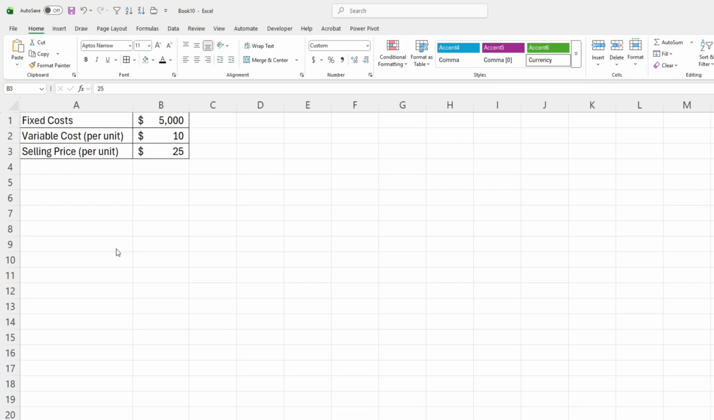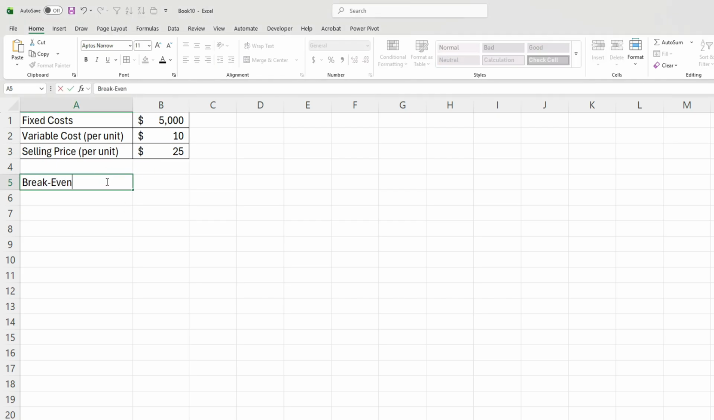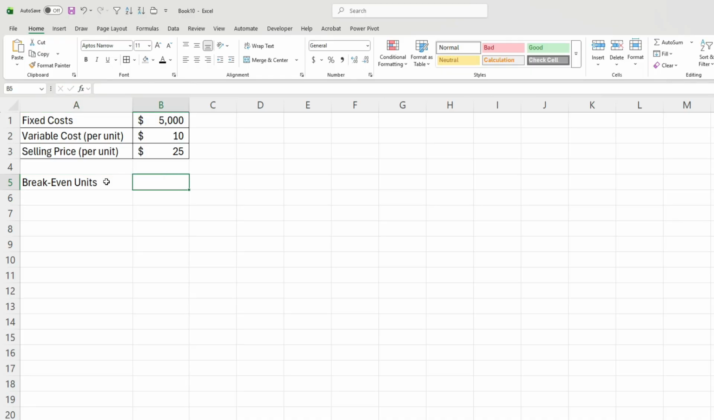So now with these inputs, we can calculate our break-even units that we need in order to turn a profit, or at least break even and get to zero. So I'm going to enter in a value here for break-even units, and I'm going to set up a formula. And what it's going to do is take the fixed costs and divide it by that contribution margin, which is the selling price minus the variable cost. So this tells us how many units we need to make based on this formula. So it tells us about 333 units.